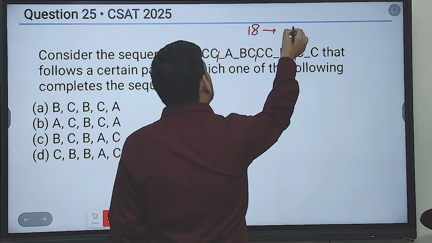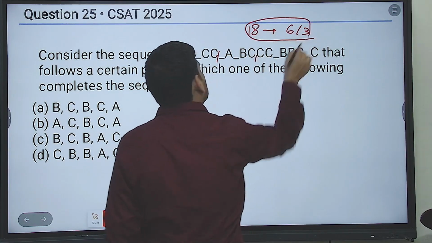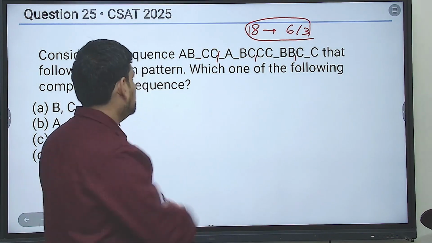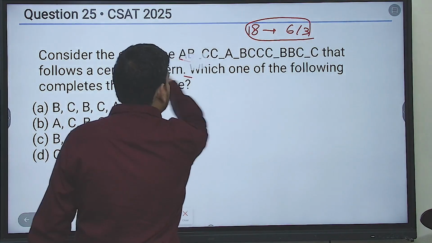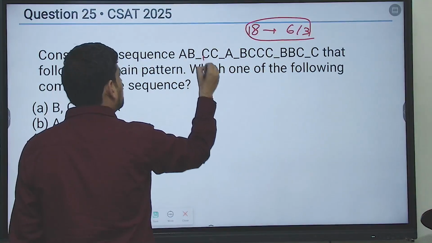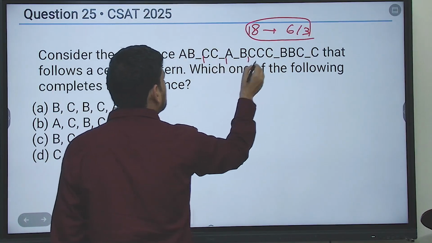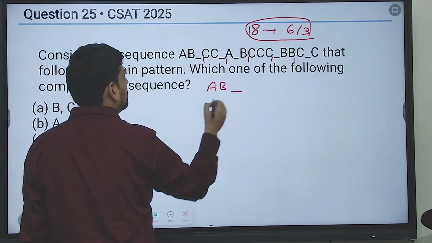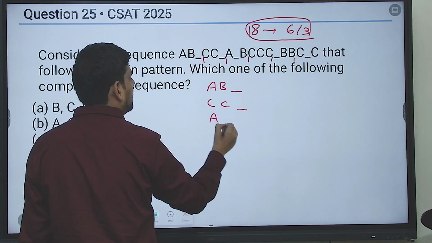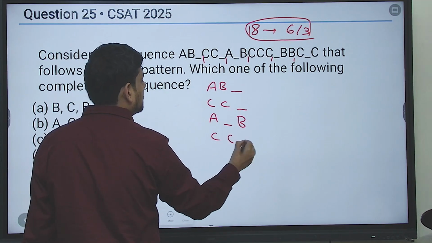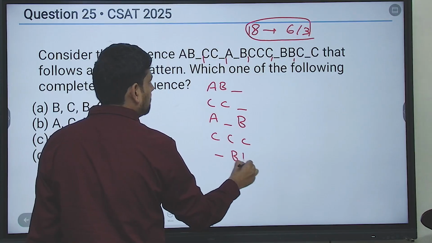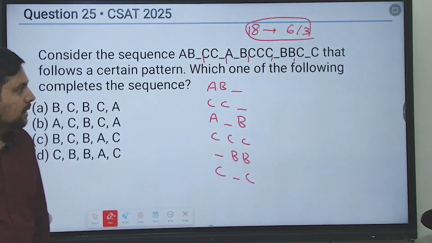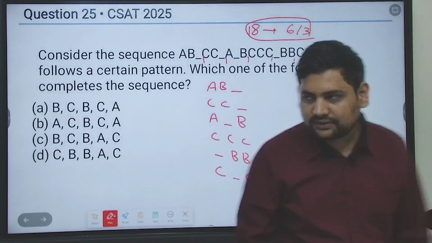So now 18 can be 6 or 3. What do you want? We tried 6 there. Let's try 3 here just to see. Now let's divide it into 3, 3. So this, then this, then this, then this, then this, then this. Okay. So A, B dash, C, C dash, A dash B, C, C, C dash B, B, then C dash C. Okay. Now, how do you fill this?